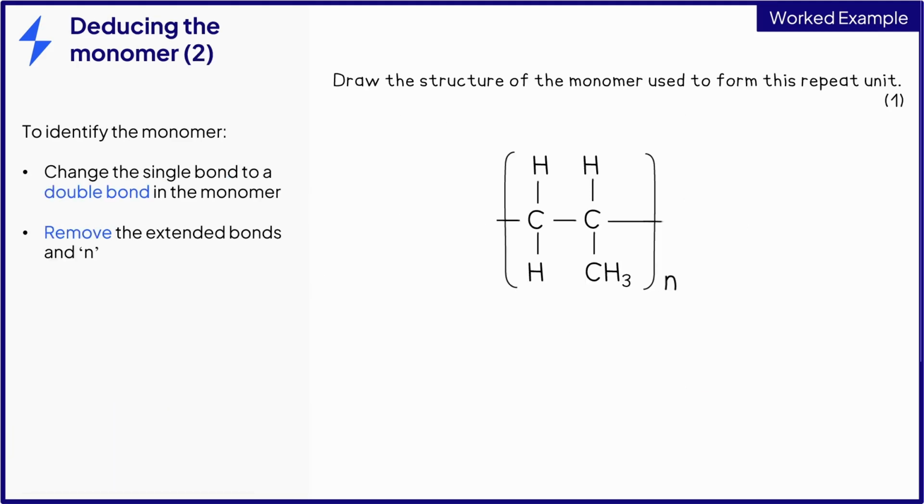Alternatively, you could be given the repeat unit and asked to draw the monomer from this. This is even easier, as all you need to do is again replace a single bond with a double bond and simply remove the N, brackets, and extension bonds. Again, this would score 1 mark.